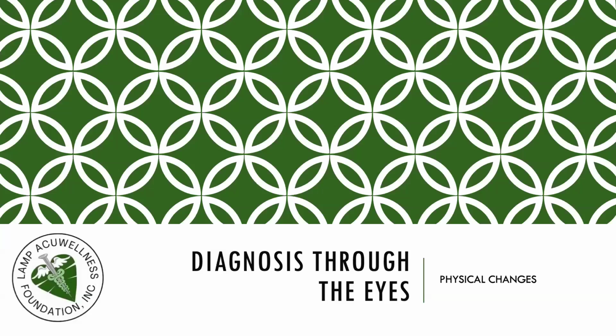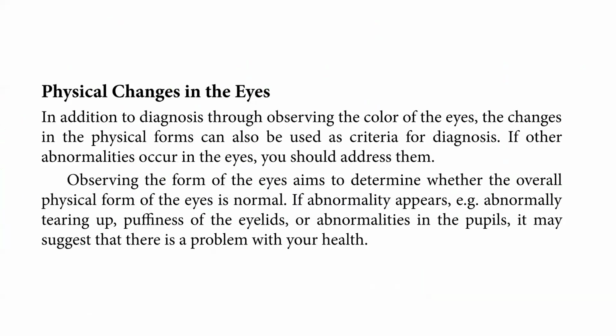Diagnosis through the eyes. Physical changes in the eyes. In addition to diagnosis through observing the color of the eyes, the changes in the physical forms can also be used as criteria for diagnosis. If other abnormalities occur in the eyes, you should address them.